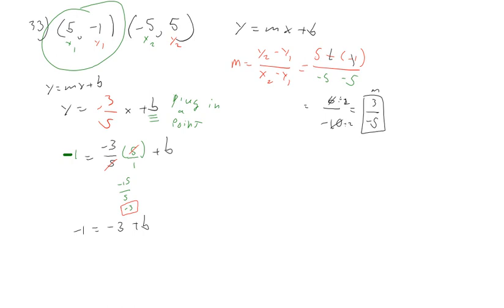Simplify this. I want to solve for b, so I'm going to add 3 to both sides. Add 3 to both sides. b is equal to negative 1 plus 3, which is 2. There's my b. And now I can use this and the slope to get my final answer. y equals negative 3 over 5, my slope, x, my b, plus 2. And there's my answer. There's your equation of this.